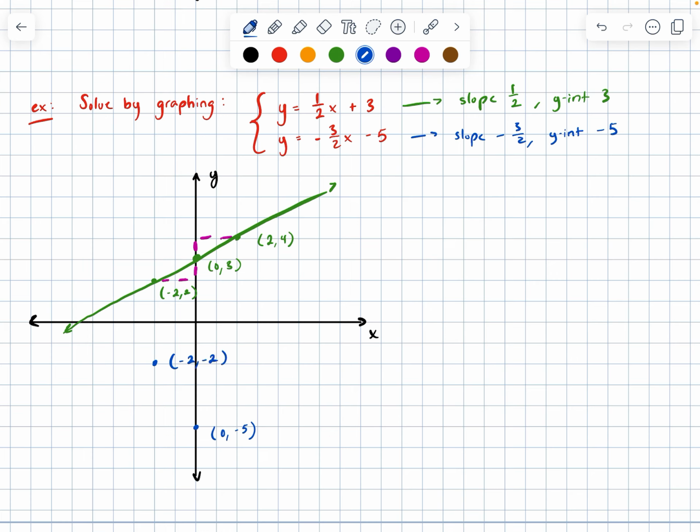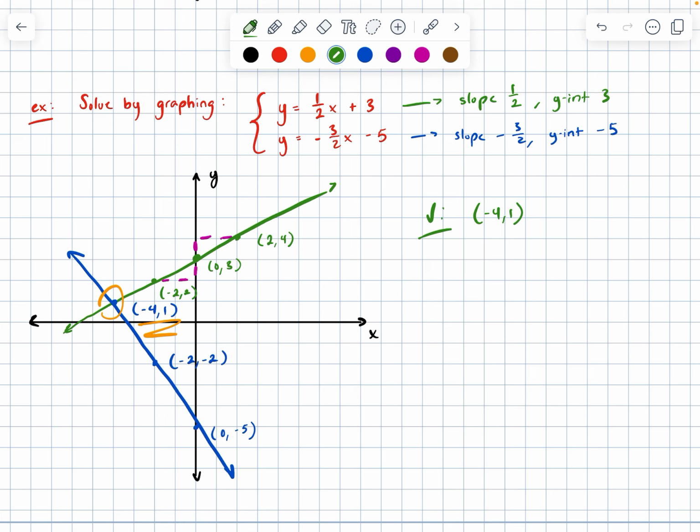And then if I go up another 3 and over another 2, would you look at that? It looks like that point here, which would be at negative 4, 1, should also be on the graph of my green line. Nice. Let's show that this guy, negative 4, 1, it seems to be the point of intersection. Let's quickly check and make sure. So I want to check that negative 4, 1 is my solution.